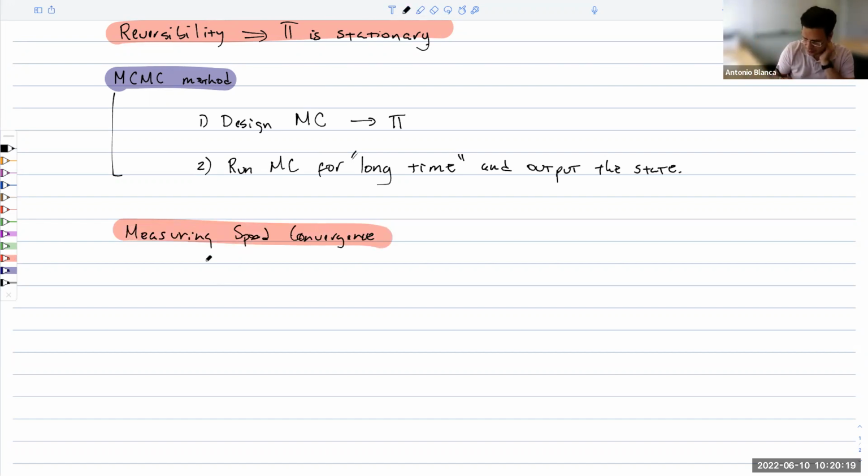The mixing time from state X, if we tolerate some error epsilon, is defined as the minimum time t greater than or equal to 0 such that the distance between the distribution of the chain and the stationary distribution of the chain is below epsilon. This distance is measured in terms of total variation distance.